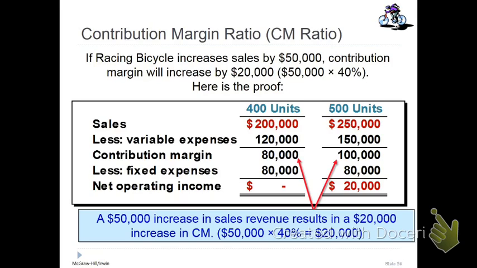Now notice what we can start to do. If sales increase by 50 grand, the contribution margin will increase by 20. How'd they get that? 50,000 times 0.4. What that tells me is that their net income is also going to go up as long as they've hit their break even, or their loss will go down. So a $50,000 increase in sales leads to a $20,000 increase in contribution margin, which in this case leads them to go from breaking even to a profit of 20 grand.